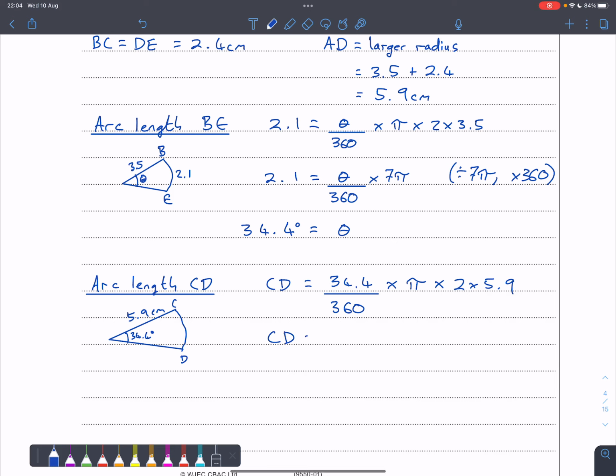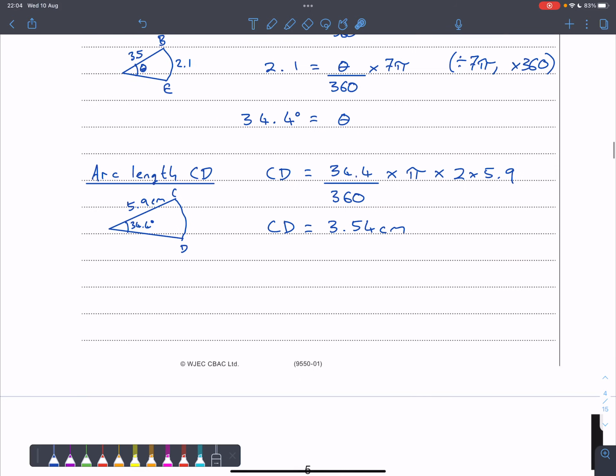So for this arc length CD, I'm not going to type in 34.4. I'm going to use my answer button on the calculator. So I'm going to be doing answer over 360, which means I won't lose any accuracy, multiplied by pi, multiplied by 2 times 5.9, which is 177 over 50. That's 3.54, and that is centimetres because it's an arc length. Notice my units throughout: degrees, centimetres. And then the final thing I need to do is to calculate the perimeter.